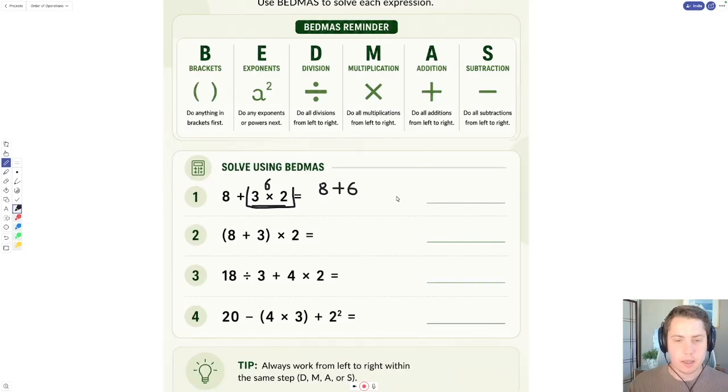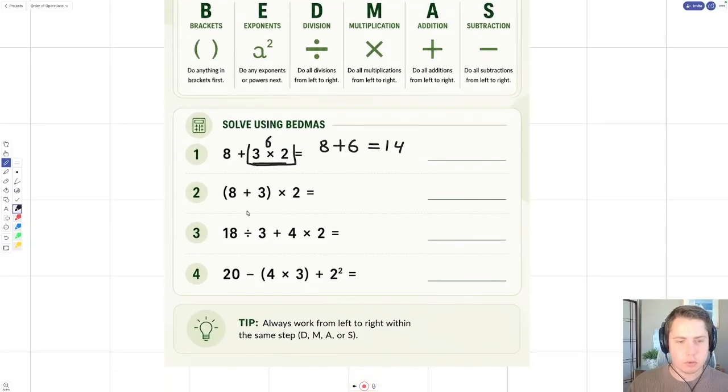Okay? And now, what is that answer going to give us? It's going to give us 14. All right? So our final answer for this question is 14. Quick warm-up.